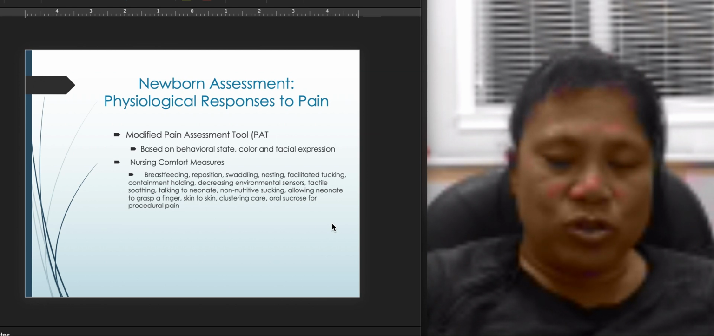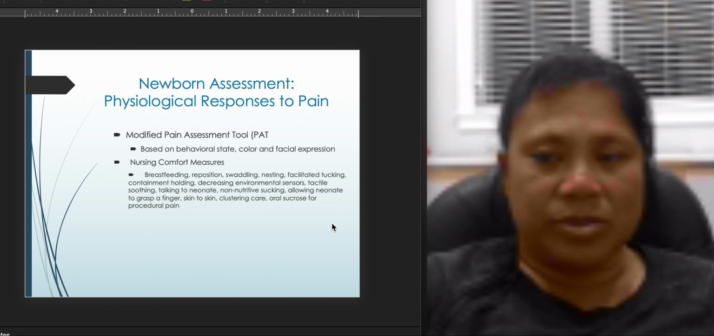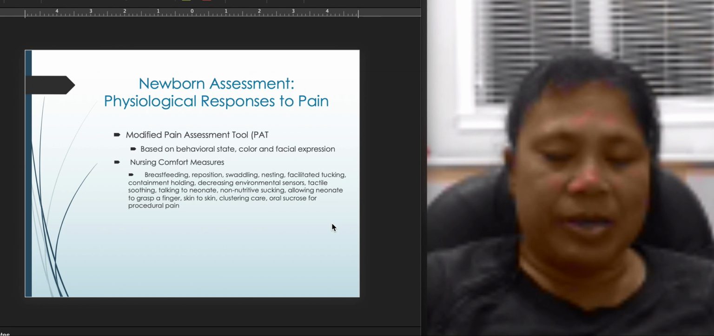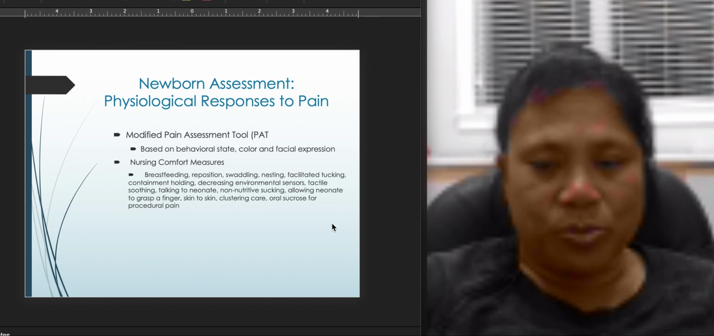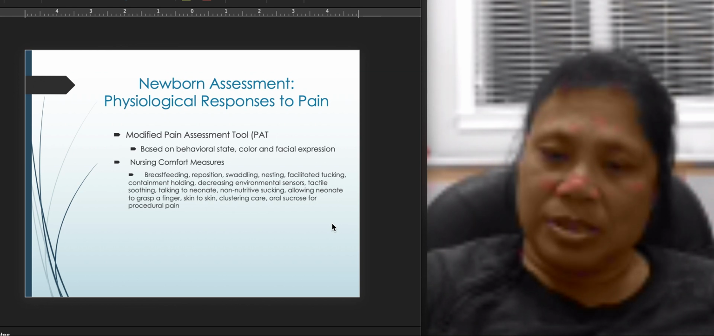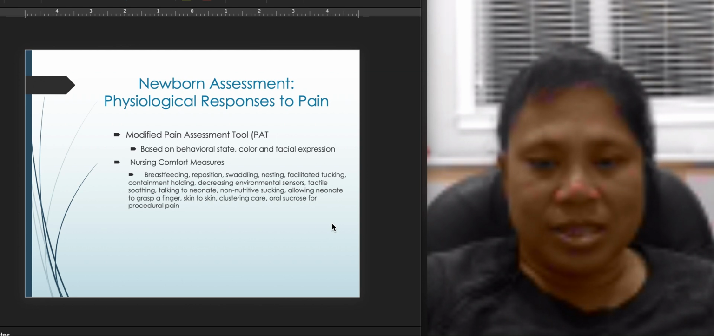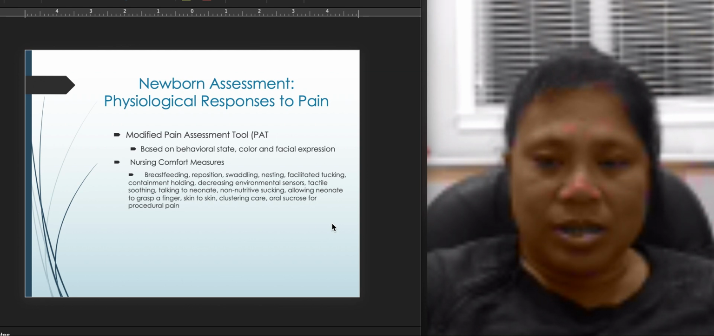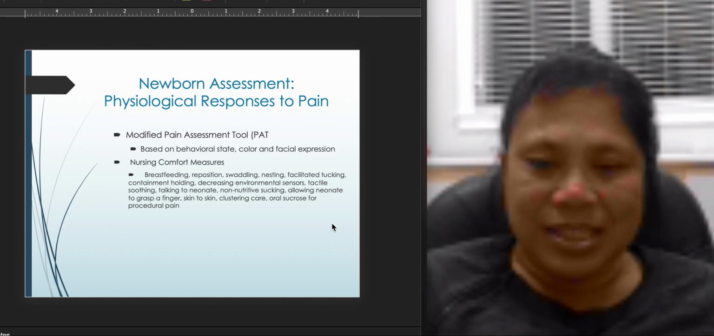However, what we could do as nurses is give them comfort measures if you see some crying or any evidence of pain. Some comfort measures include breastfeeding. Again, you could breastfeed on demand. You could reposition them. You may swaddle them. You could just hold them really tightly.